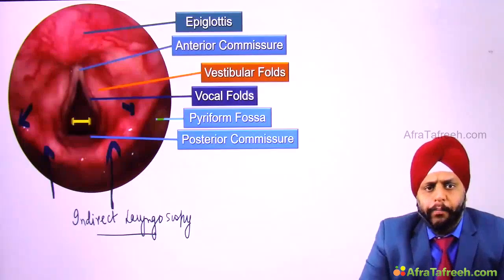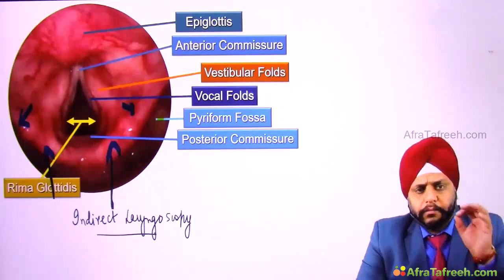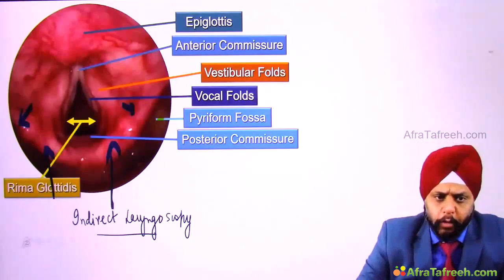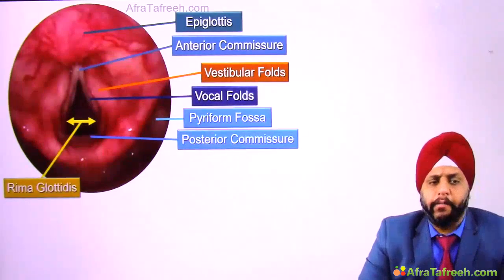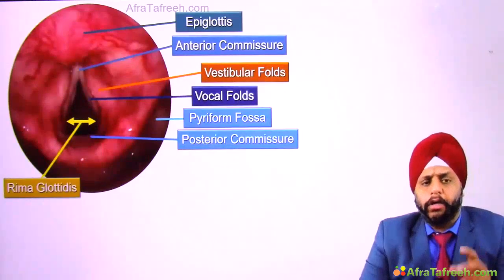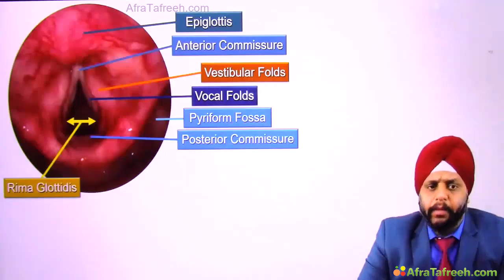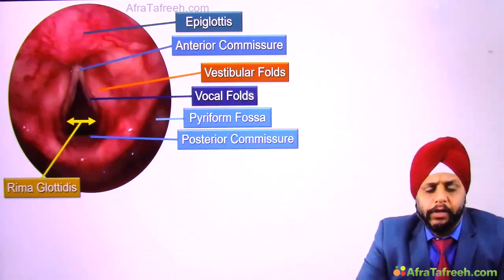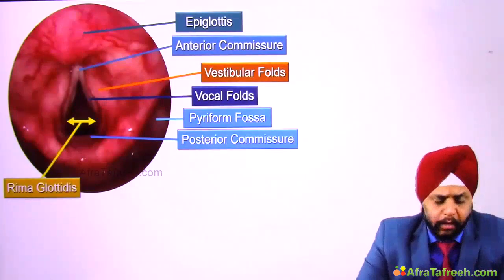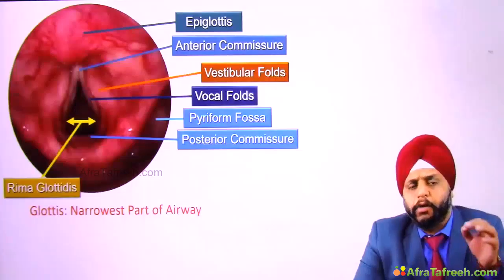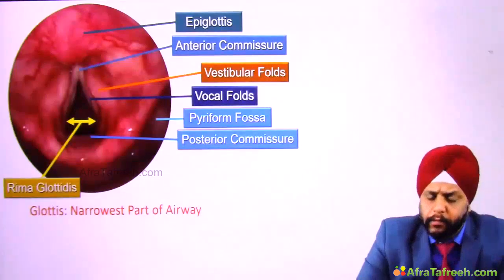All right, now this between the two vocal folds, this is the airway. We call it the rima glottidis. So the rima glottidis is the area between the free margins of the two vocal folds, and that is the place from where we breathe. Remember, the glottis is the narrowest part of the human airway.